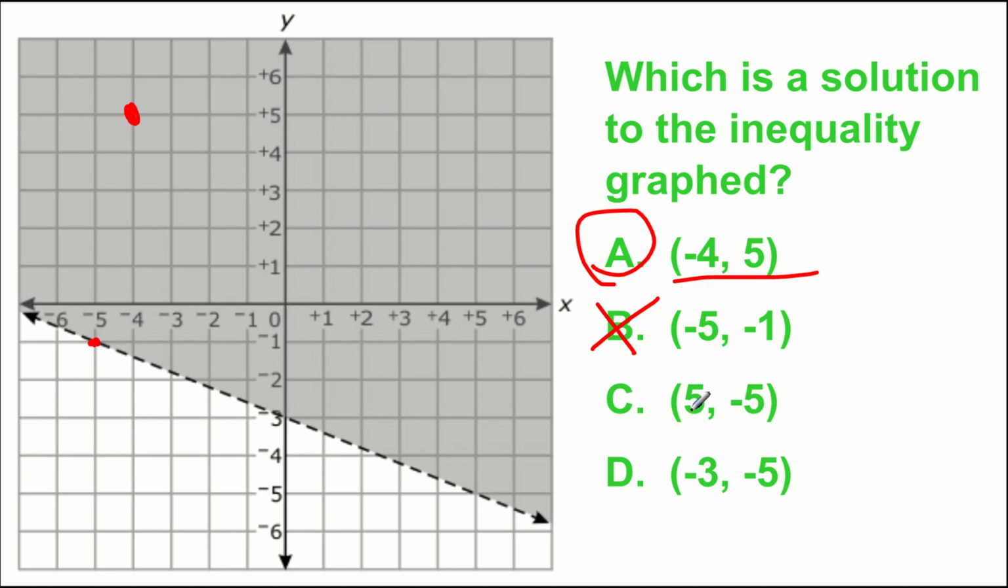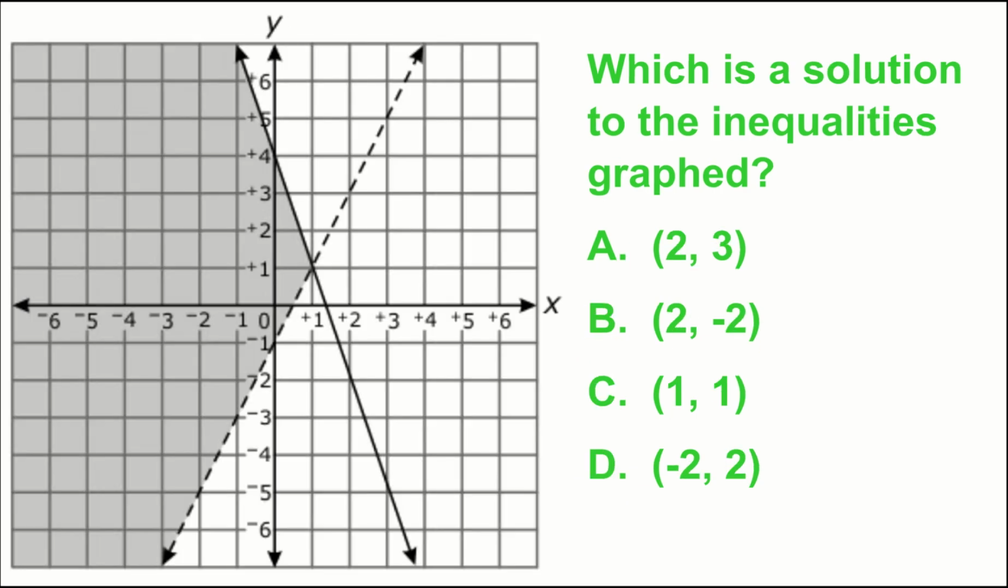C, 5, -5, same type idea, right on the line. -3, -5, way down here. That one should be obvious how that one doesn't work, right? So anything in a shaded region is a solution.